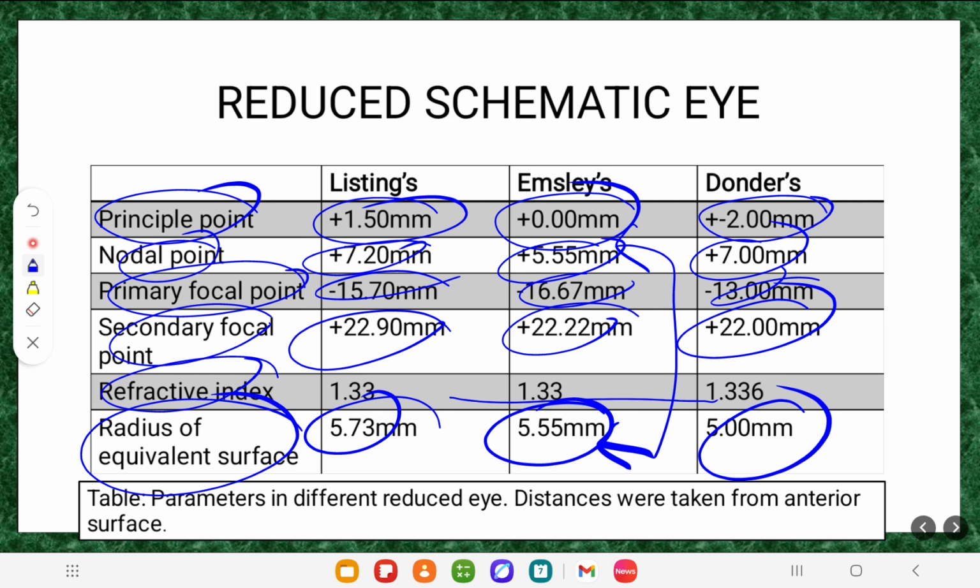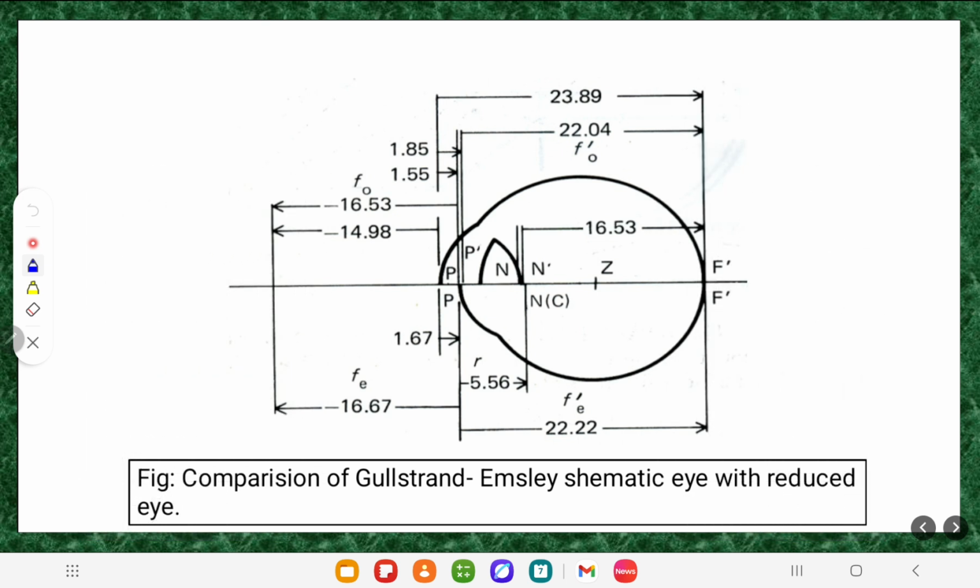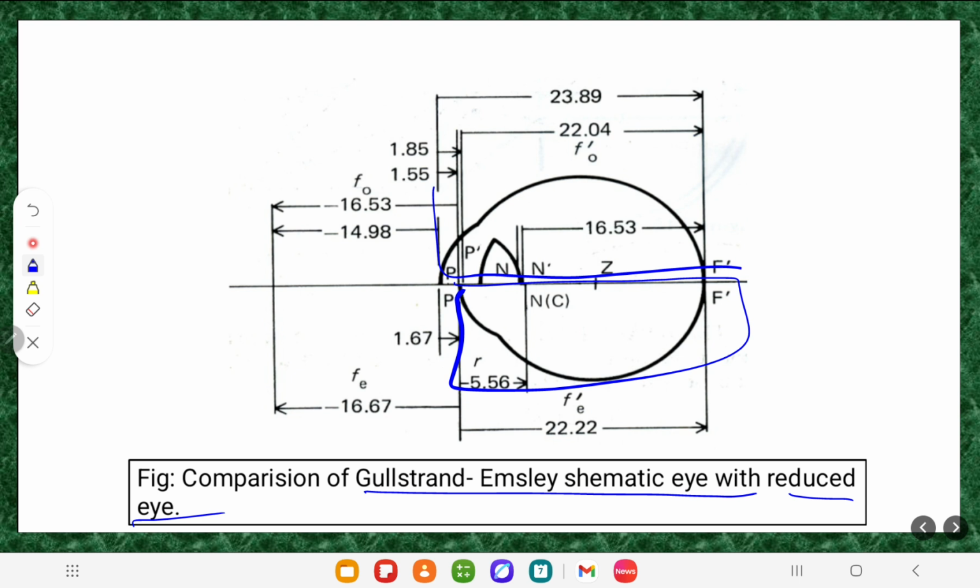But understand, if we call it a reduced schematic eye, it means only one surface has power. That's the front surface of the cornea, or whatever you want to call it. So it's a comparison of the Gullstrand-Emsley schematic eye with a reduced eye. The lower portion is all reduced eye parameters, and this is the Gullstrand schematic eye. Just pause the video and see all these things, okay?